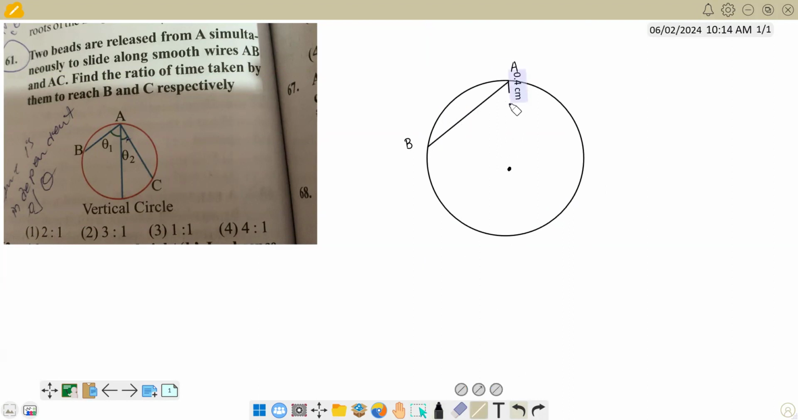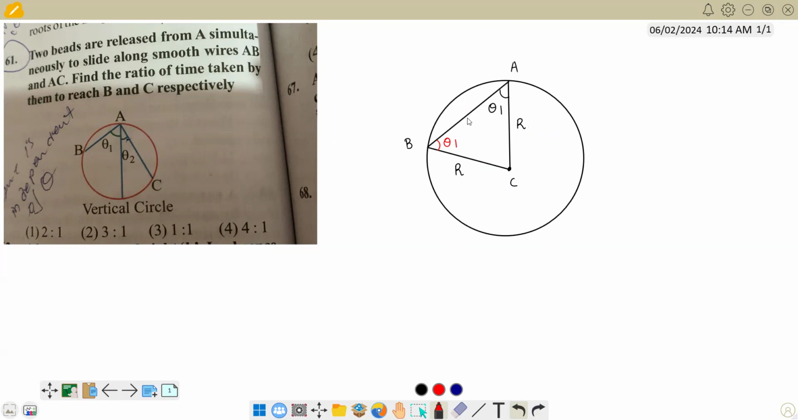Once I connect these two points to the center, this would be R, this would be R. And in the question it is given this angle is theta. Since this is R, this is also R. If this is theta 1, this one also would be equal to theta 1. So the first thing to understand is that if this is theta 1 in a circle, this angle also would become theta 1.